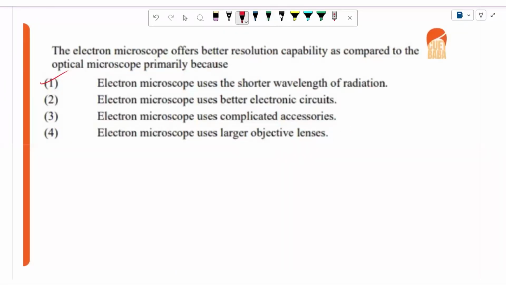Now, electron microscope offers a better resolution. Why? Because electron microscope uses a shorter wave of radiation, that is electron. So electron wavelength is shorter, so that's why it is better.